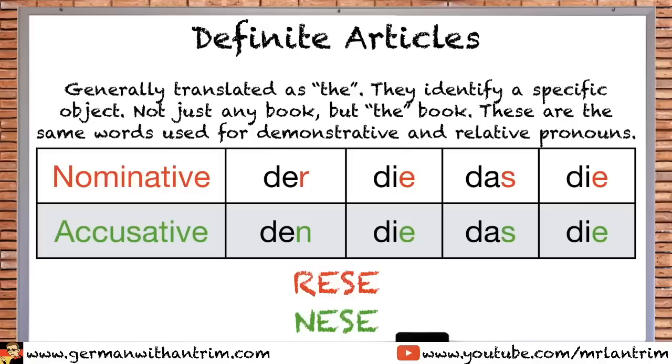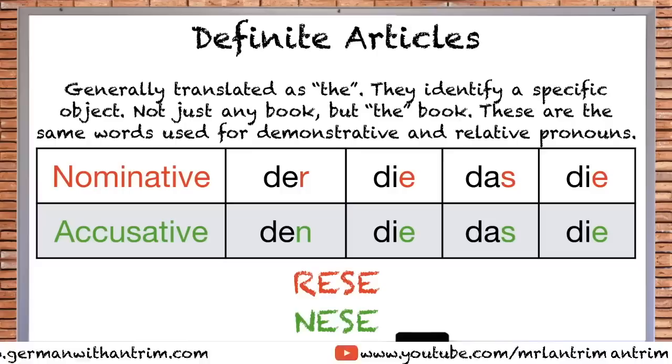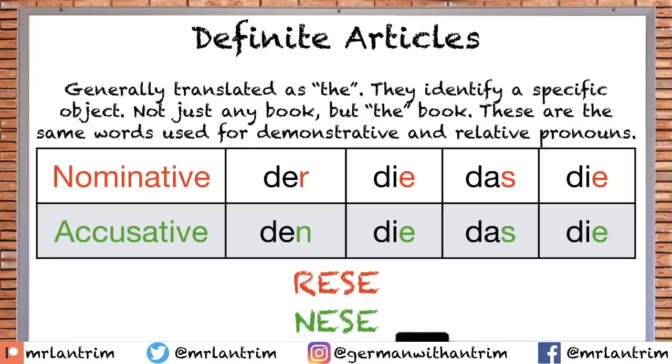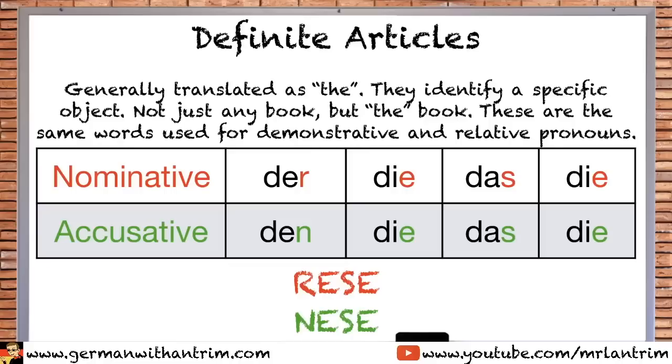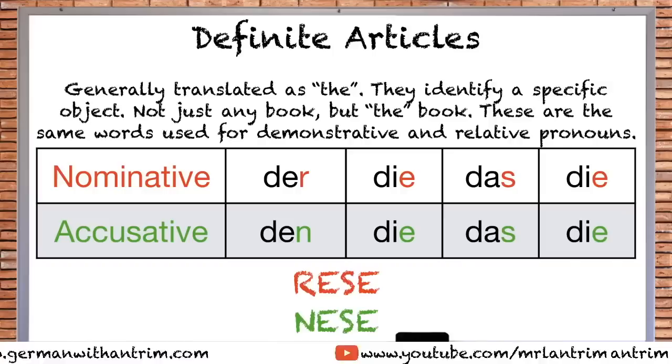Now, you'll notice that I highlighted the last letter of all of those words, and that's to give you a mnemonic device. This is just another way to remember what the ending should be and what order they go in. This is Resse and Nesse, or some people say Risi Nisi, but Resse Nesse. Resse Nesse, those are R-E-S-E: der, die, das, die, the last letter of all of those, and the accusative case: den, die, das, die, Nesse. Okay?